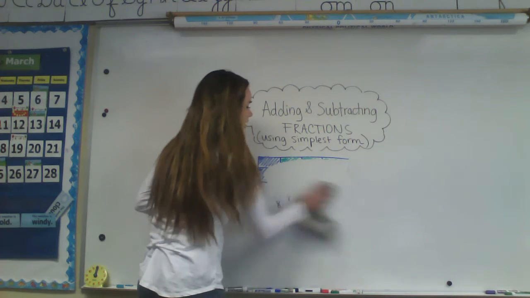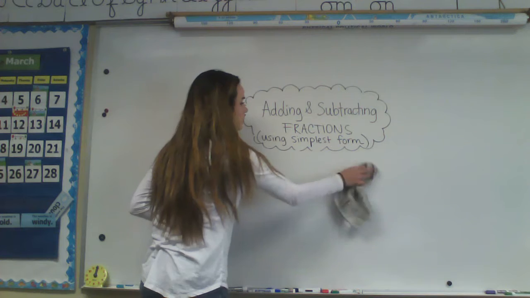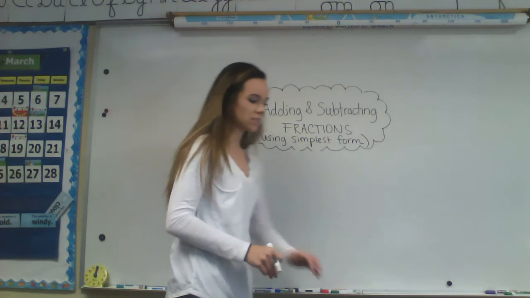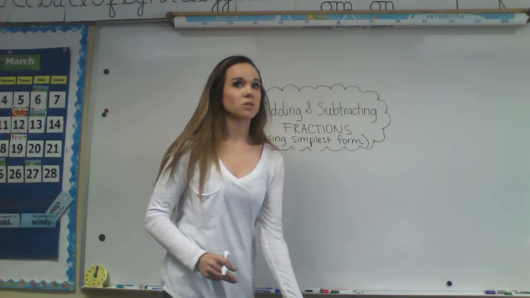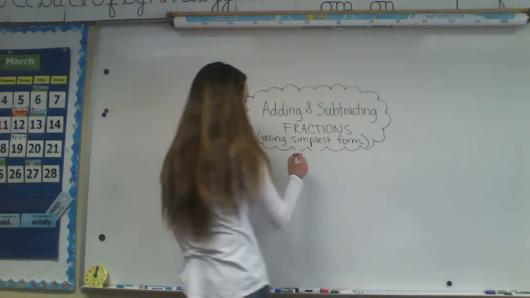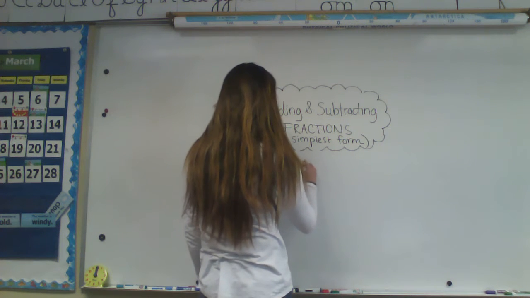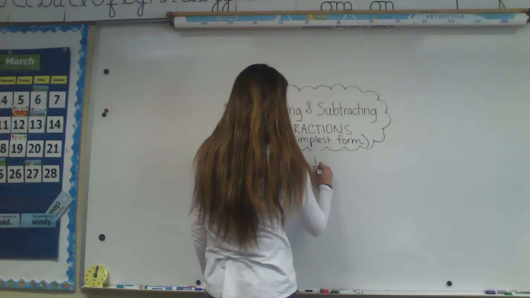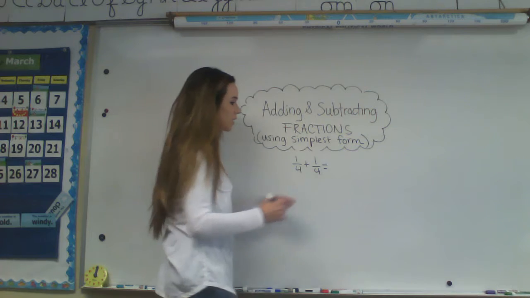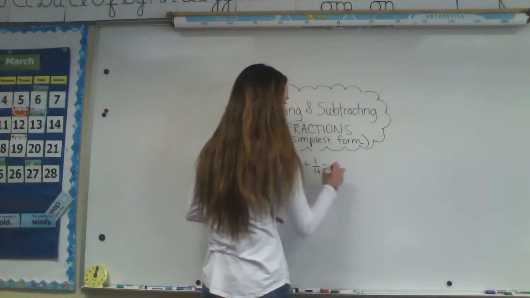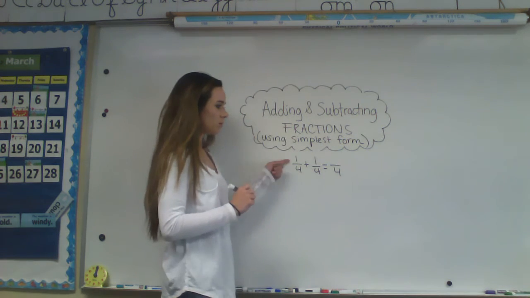So moving on to the next page, we're going to be continuing to add our fractions together. But we're going to be using simplest form. So I'm going to show you guys how to do that. So if I have 1/4 plus another fourth, I'm going to first look at my denominator, and I'm going to keep my denominator as 4, and I'm going to add my numerator. 1 plus 1 is 2.